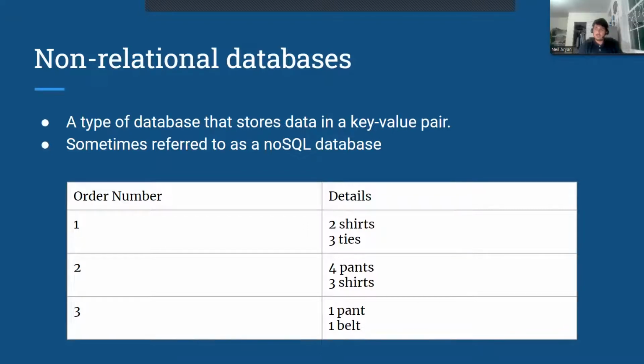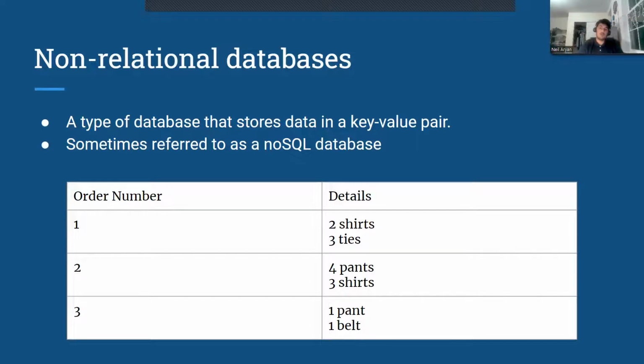It's pretty similar to dictionaries in Python or a hash map in Java, and it's sometimes referred to as a NoSQL database. And you can see here that you have one column that represents order number and the other that are details. Now, it doesn't matter what the order number is to the details because 2 orders could have the same details. For example, order 4 might be 2 shirts and 3 ties.